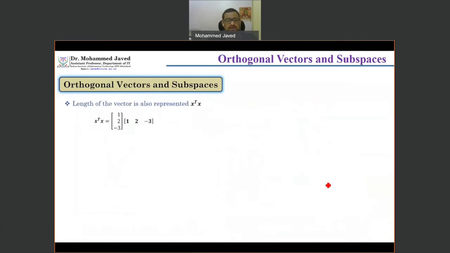Now, how do we show the orthogonality of the vectors? The length of the vector is also represented as x transpose x. So we can see here what x is. X is a vector which is lying down, right? So I am representing the same vector, and if I want to represent it as a column, then I would use x transpose as a symbol. You can see here the same vector 1, 2, 3. It was a sleeping vector here, and now if I use x transpose, it becomes a standing vector.